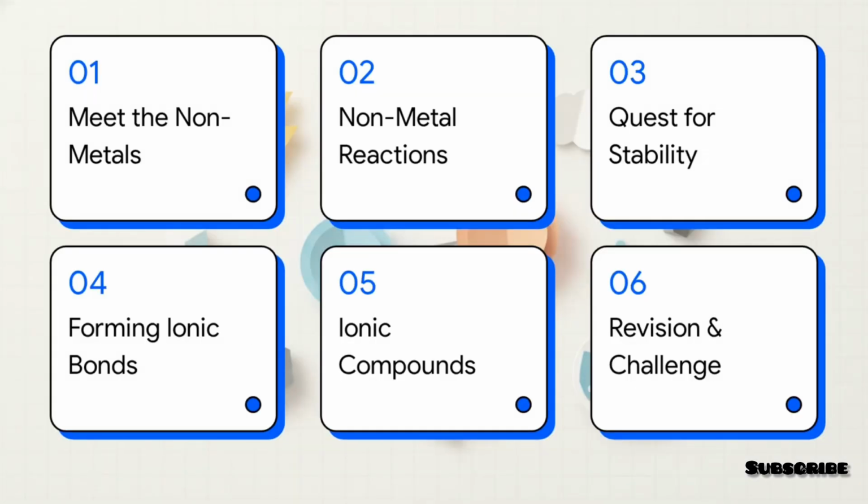Here is our roadmap for today. Number one, we'll meet the nonmetals. Number two, we'll look at their reactions. Three, we'll explore the atomic quest for stability. Four, we'll see exactly how ionic bonds form. Five, we'll check out the properties of those compounds. And finally, number six, we'll wrap up with a quick revision and a challenge.